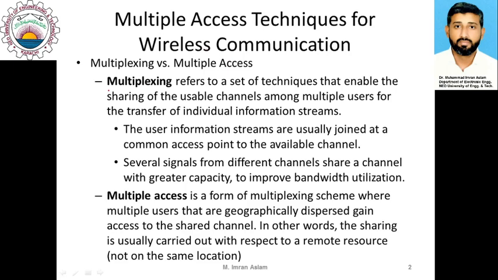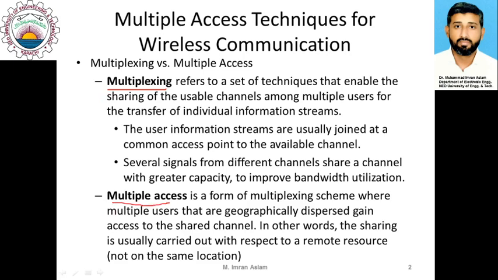Generally this multiplexing refers to the users where we have kind of localized users. So generally all the users which are using this multiplexing technique are at the same location, and they access that common channel by using a common access point.